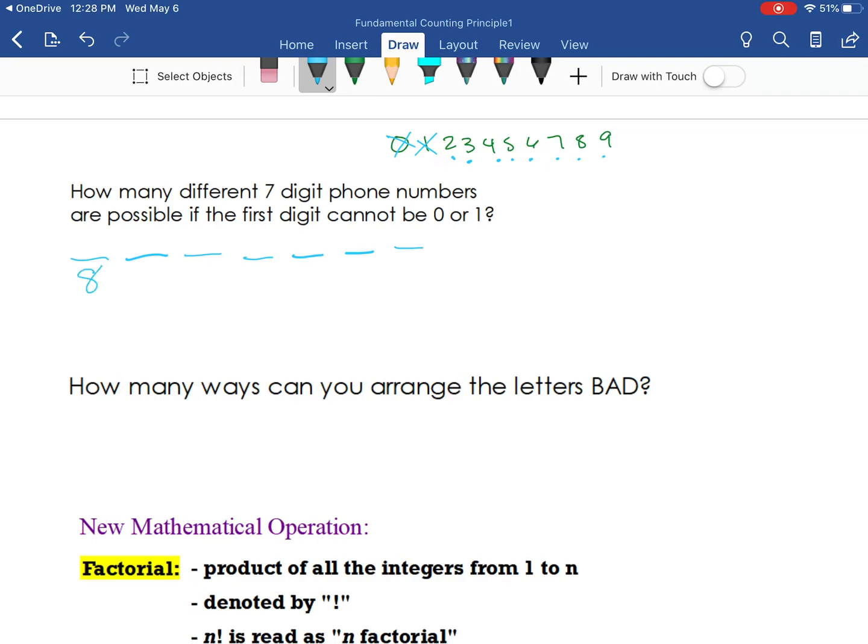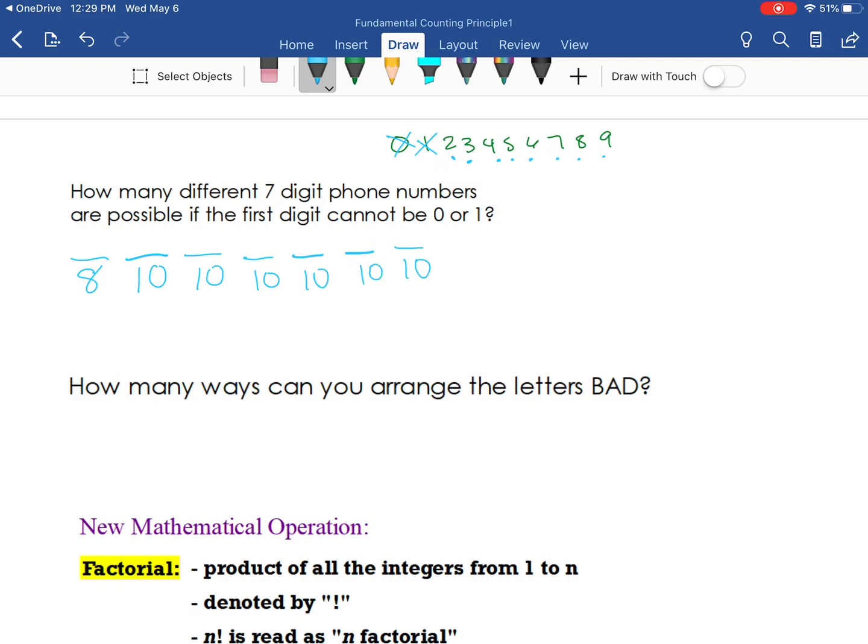So we have 8 possibilities for the first number, and 8 digits we could use for the second number, and 8 for the third. Oh, hold on, apologies. So that's just the first one, isn't it? It says if the first digit cannot be 0 or 1. So we have 8 possibilities for that first number, but then for the rest of them, for the other 6 digits, they could be 0 or 1. So we have 10 possibilities for the rest of these.